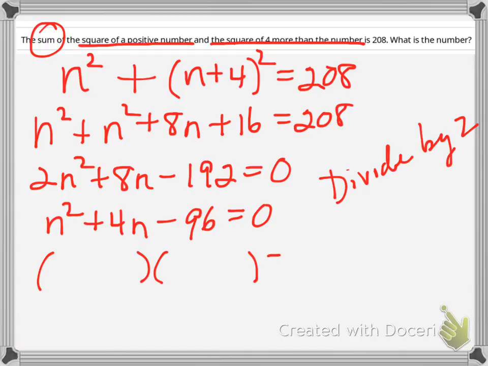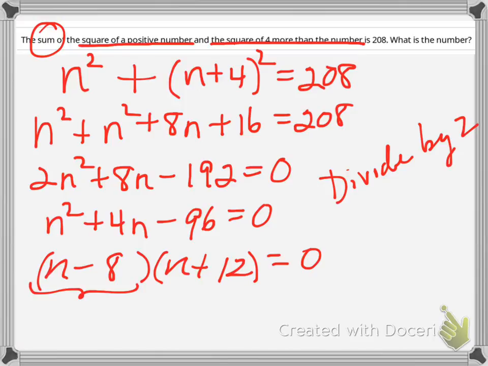All right, well, let's factor this guy. We know that n times n is n squared. Well, what two numbers, if I multiply them together, will give me 96? And if I add them together, will give me 4? Well, that would be 8 and 12. And to get a positive 4, I'm going to put the positive with the 12 and the minus with the 8.